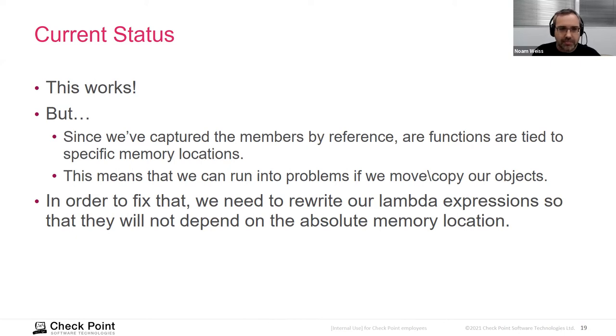But since we've captured the members by reference, the functions are tied to specific memory locations, meaning that if we try to copy or move the object, we can run into a problem. And in order to fix that, we're going to have to rewrite the lambda expressions a little bit. So they will not depend on absolute memory locations. They can only depend on relative memory location and calculate the exact memory address based on that.